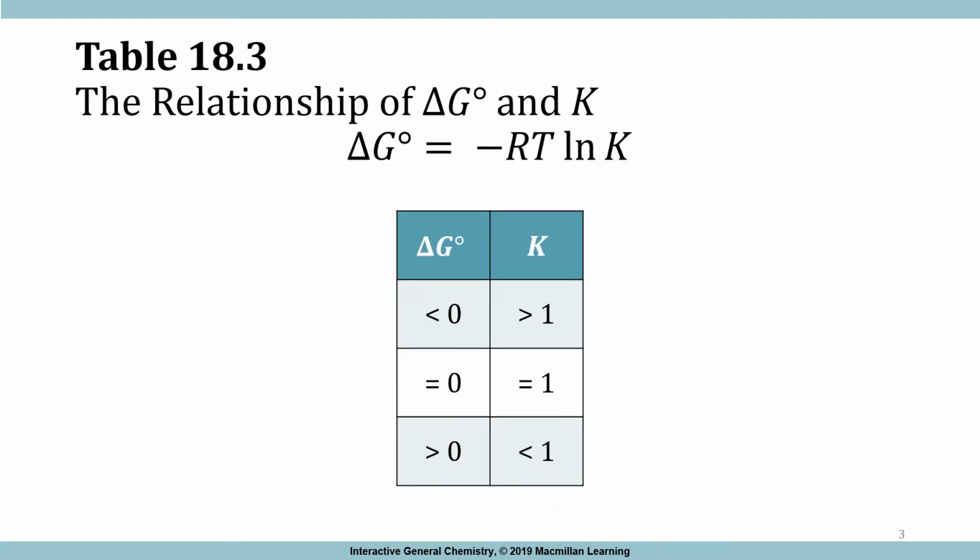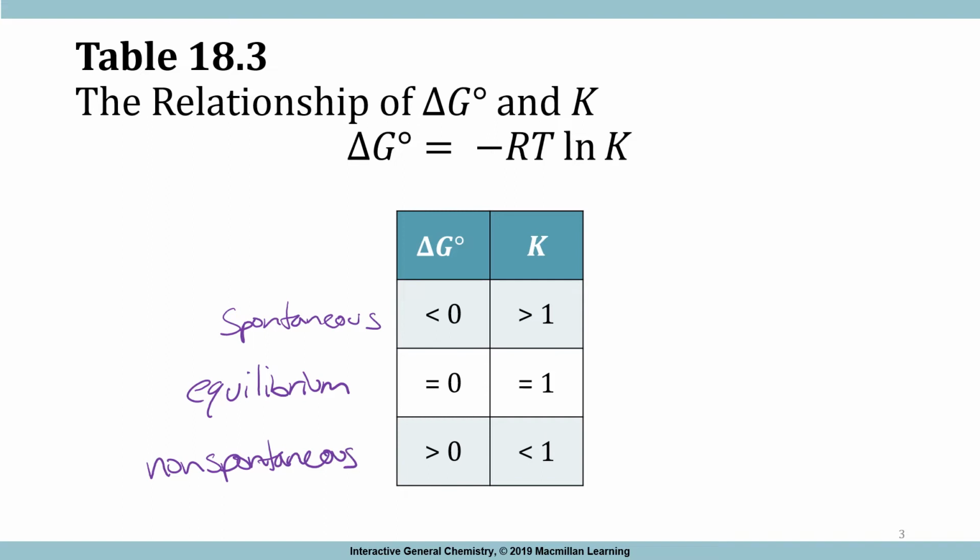So here's the relationship of your Gibbs free energy and your K value. If your Gibbs free energy is less than 0, that makes it spontaneous, and your K value is greater than 1. If your Gibbs free energy is equal to 0, it's at equilibrium, and your K has to be equal to 1 for that also to be at equilibrium. If your Gibbs free energy is greater than 0, it's non-spontaneous, and for that also to happen with K, your K will be less than 1.